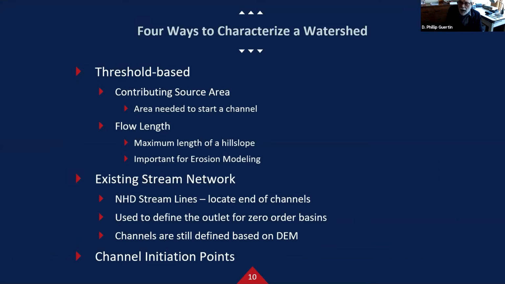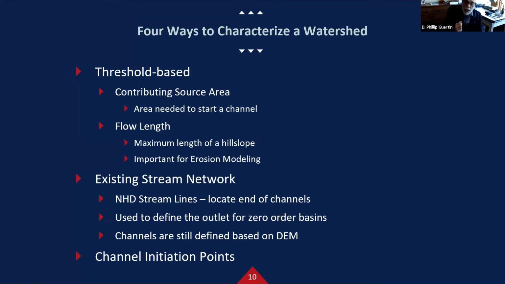There are 4 ways to characterize a watershed. It can be threshold based, or using an existing stream network, or we put in points where we're going to initiate the channel, where the channel will start. Threshold is the most common one that we use. We can use contributing source area: how much upland area do you need in order to initiate a channel? That can be the percent of a watershed, or it can be a physical area, like how many acres or how many hectares.